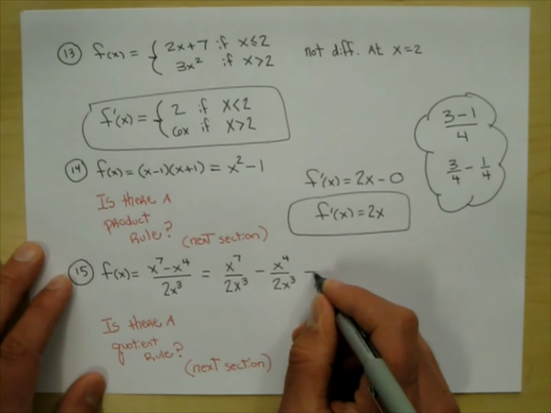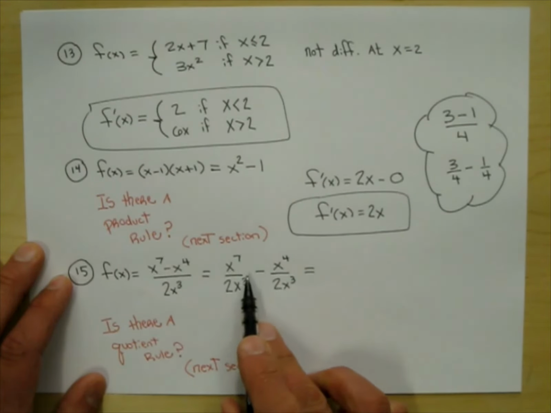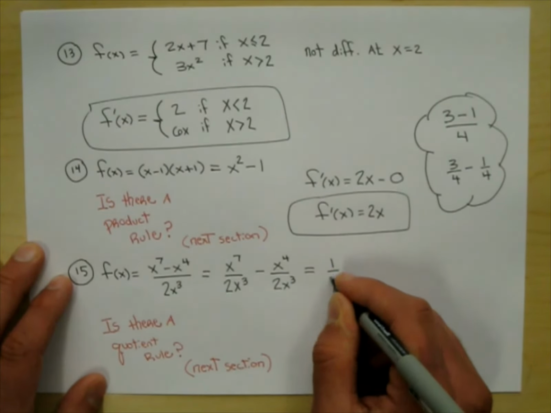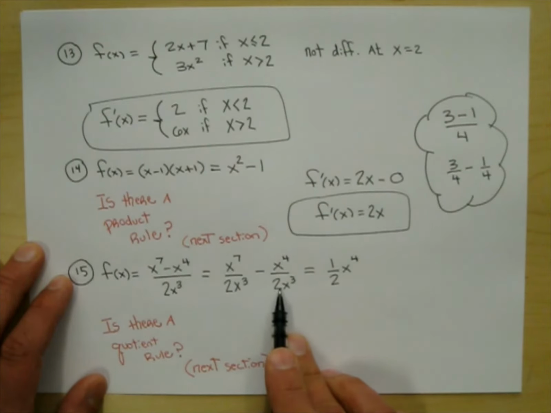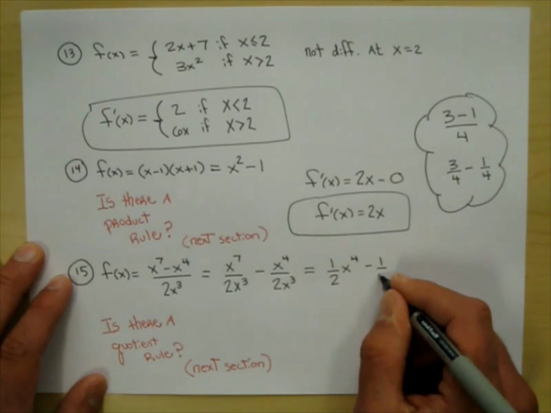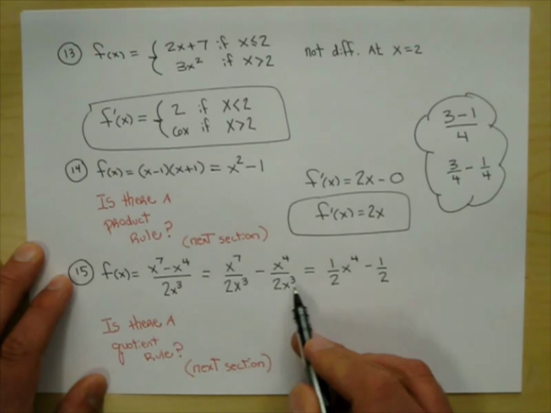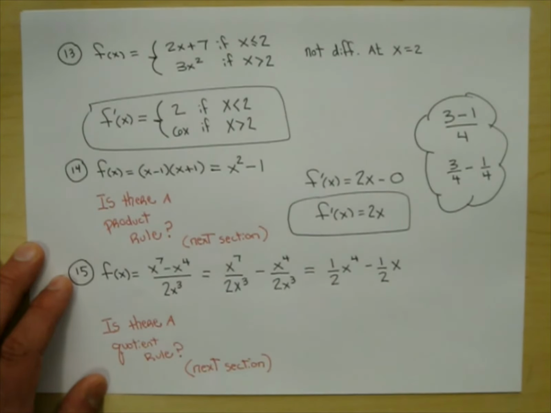Okay, let's simplify this. So you have to know how to simplify exponents. x to the 7th over x to the 3rd is x to the 4th. So this is 1/2 x to the 4th. This one right here is going to be minus 1/2. You have x to the 4th, x to the 3rd, x.